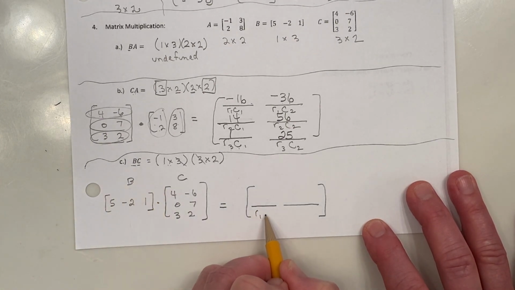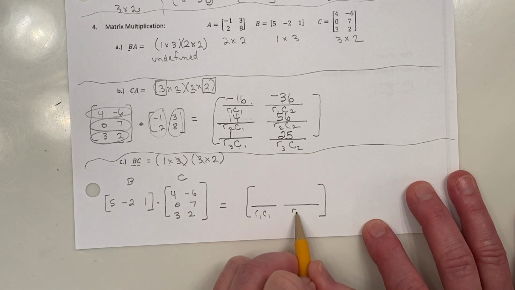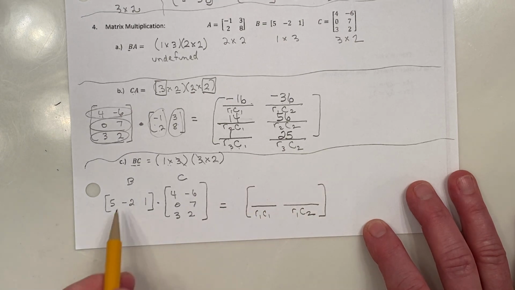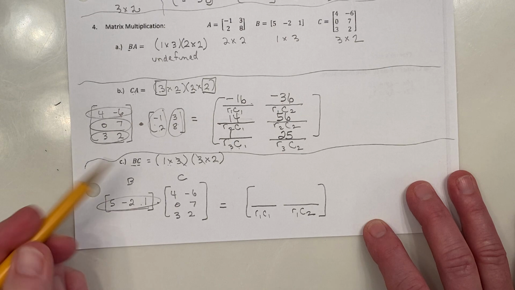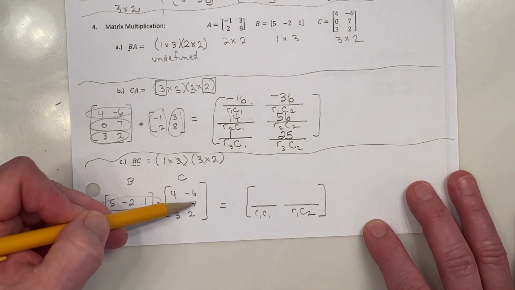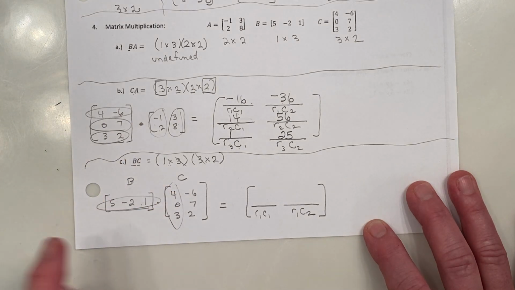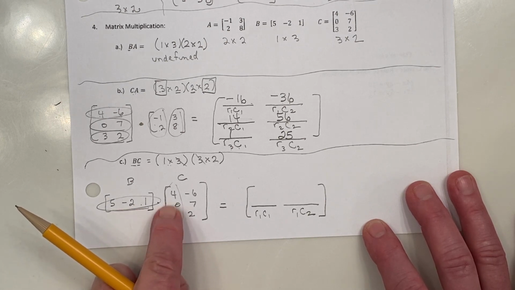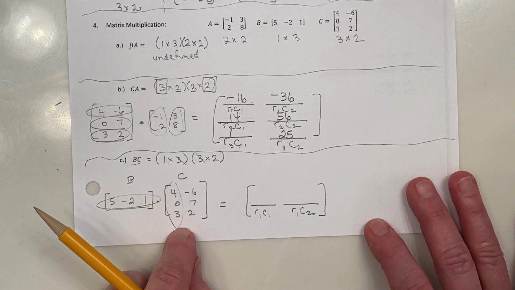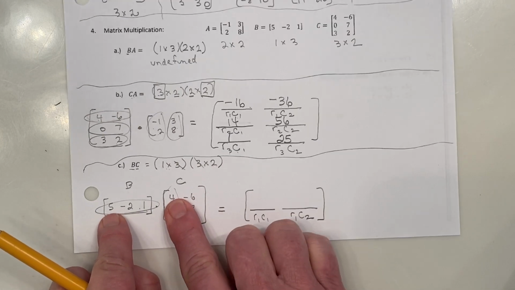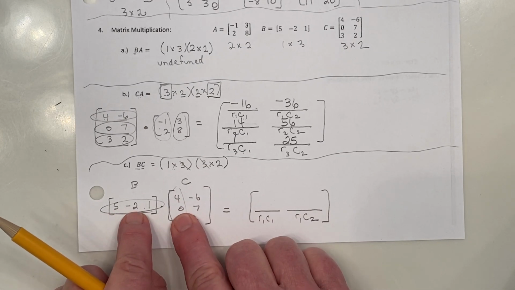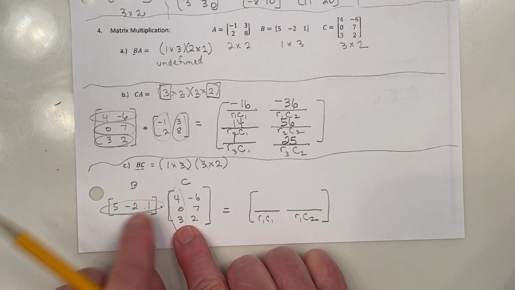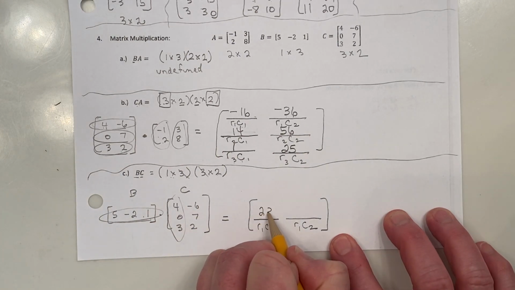Well, first you might want to do row 1, column 1, and row 1, column 2. So we only have 1 row anyway, and we're going to just multiply it by each of these 2 columns. Noticing that there are now 3 elements in each circled row and circled column, so we do 3 multiplications, adding that all together. So 5 times 4 is 20. 20 plus this 0 plus 3 more is 23.